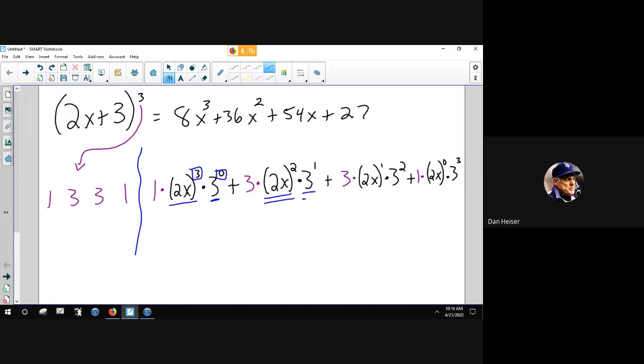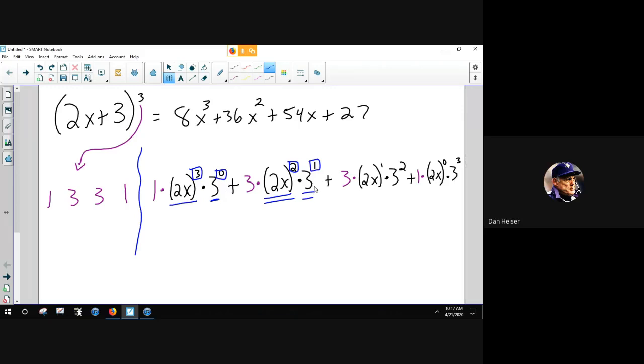2x, 3. Again, the same two values that I had in my binomial appear in my answer. And now, here are my powers, 2 and 1. Again, they add up to 3. But notice what happened here. This power on the 2x dropped by 1. This power on the 3 rose by 1.